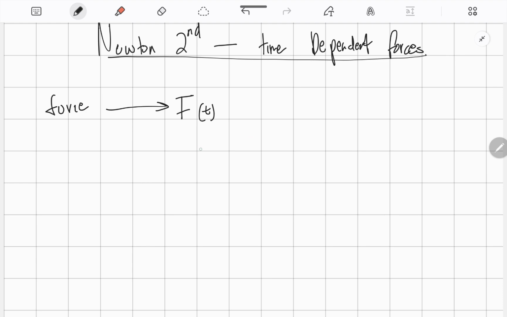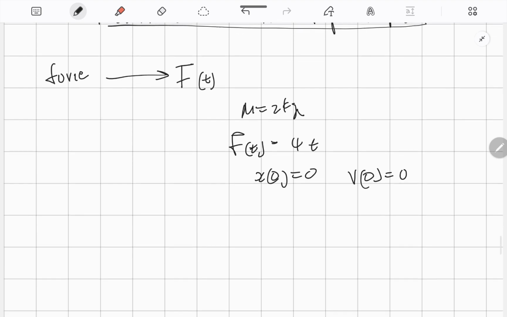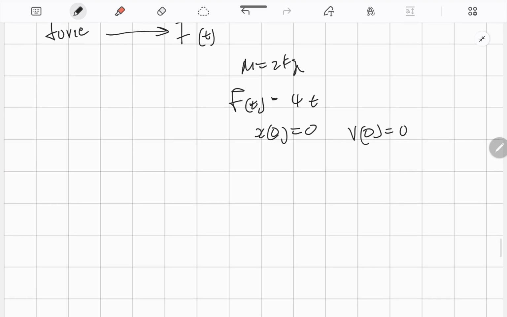So let me make an example of a mass of 2 kg, and then there's a force which is changing with time, t newtons, obviously. And then I say the block starts from rest at position x equals 0. Also we know that v at 0 is equal to 0 because I set the block to start at rest. So I made up this problem so that it's easier for me to solve it.